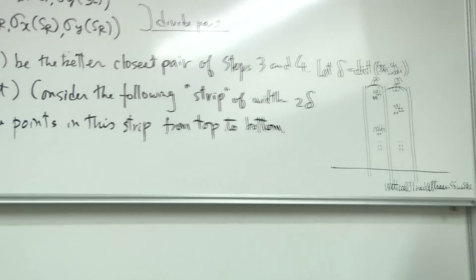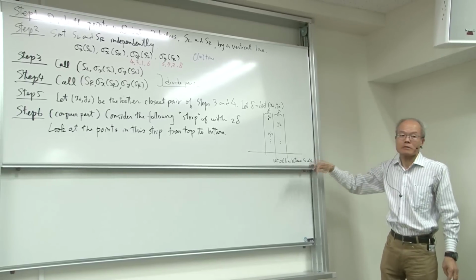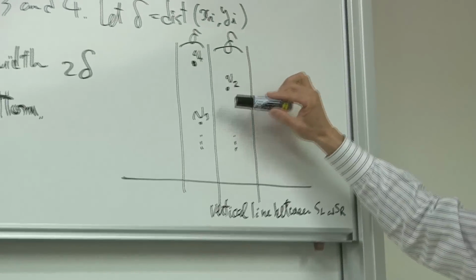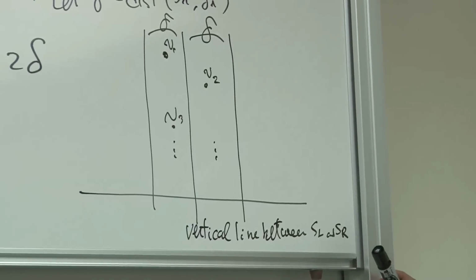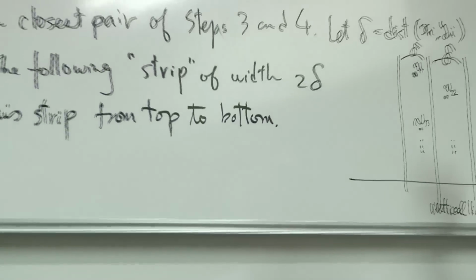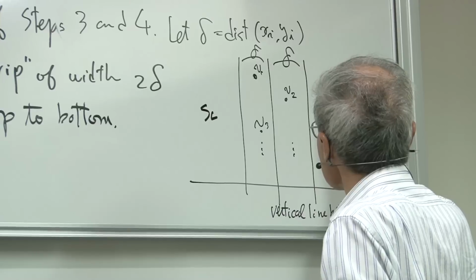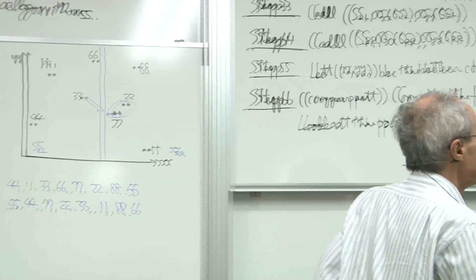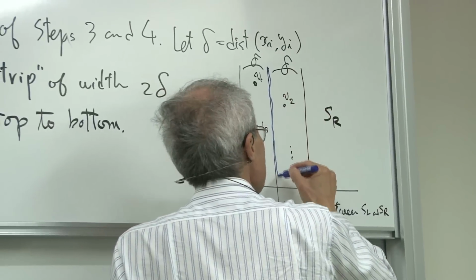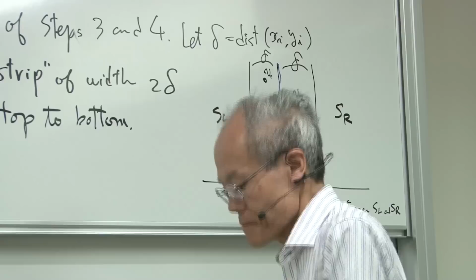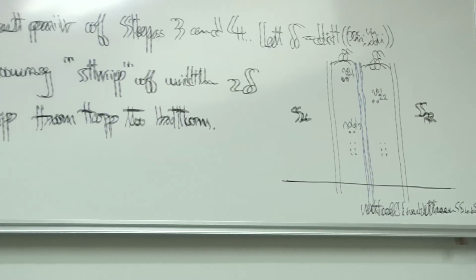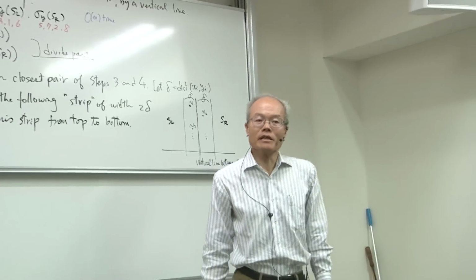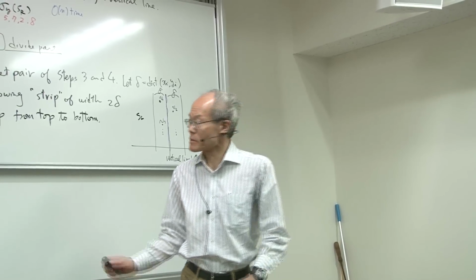Now we look at the points in this strip from top to bottom. That means we look at V1 first, then V2 and V3, and so on and so forth. This is the SL part, this is the SR part, and this vertical dividing line is important. Now, you're going to have very important observations.